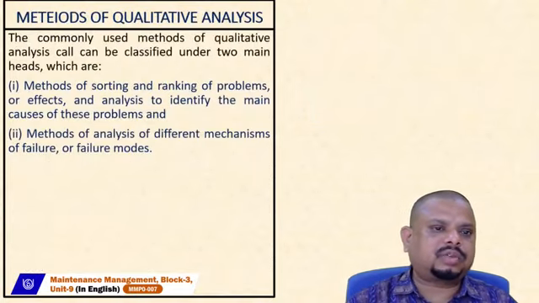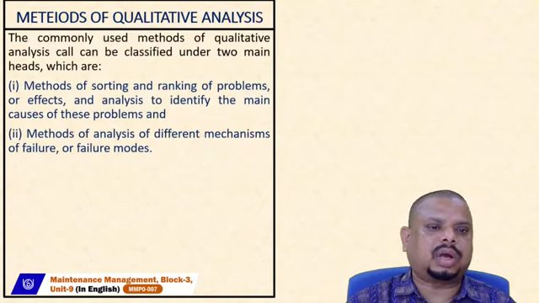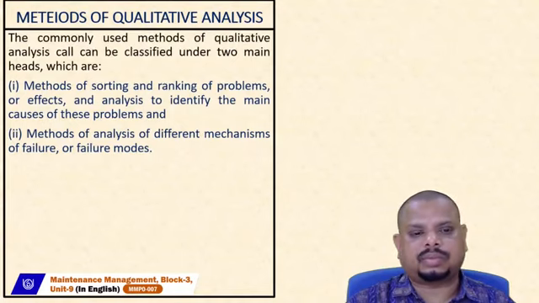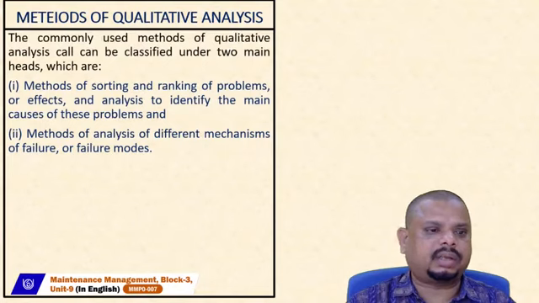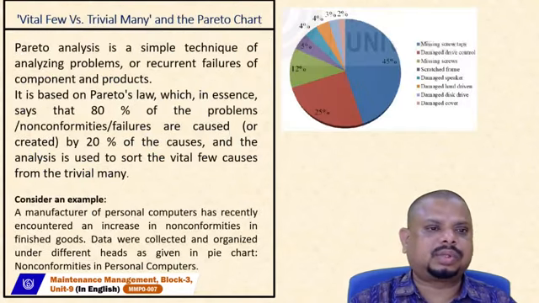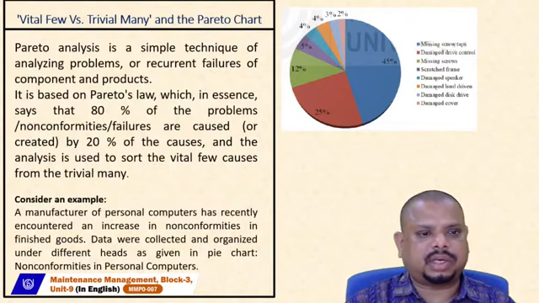Moving to the next one: methods of qualitative analysis. The commonly used methods of qualitative analysis can be classified under two main heads. The first is the method of sorting and ranking of problems, or effect analysis, to identify the main causes of these problems. The second is the method of analysis of different mechanisms of failure, or failure modes. So let's understand some vital few versus trivial many and the Pareto charts.